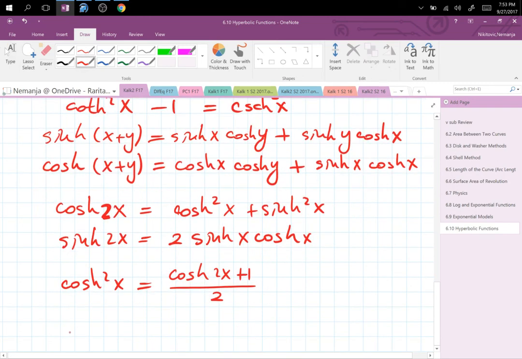The other one is off. Sine hyperbolic squared x is equal to cosine hyperbolic 2x minus 1 over 2. It should be 1 minus cosine for trig. Yes, over here it is plus 1. Yes?